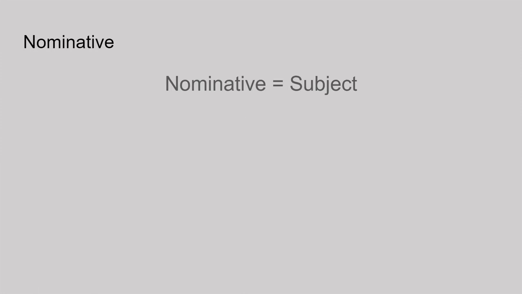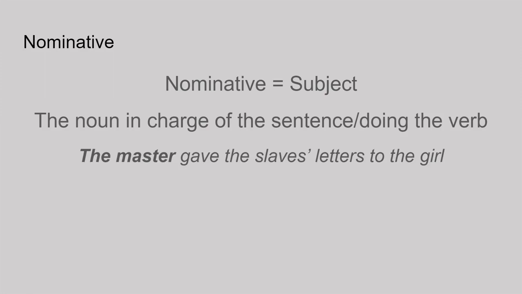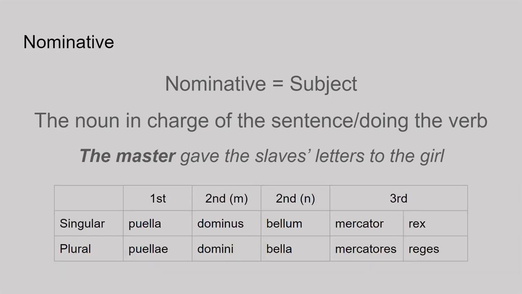Now the nominative is the noun which is the subject of the sentence. This is the one that's in charge of the verb. So here's an example. The master gave the slave's letters to the girl. The master is in charge. The singular nominatives are what you will find in dictionaries, and the plural ones you will just have to learn.